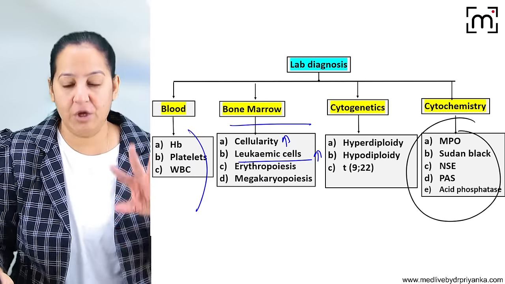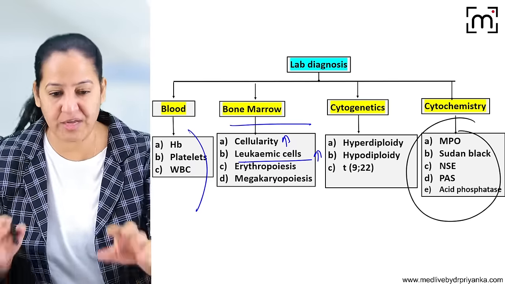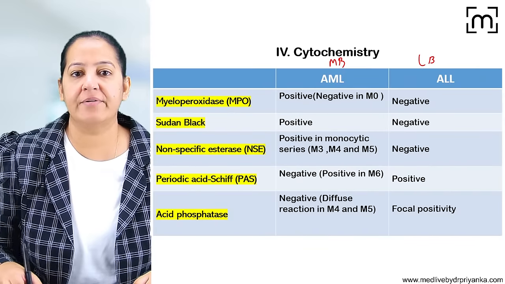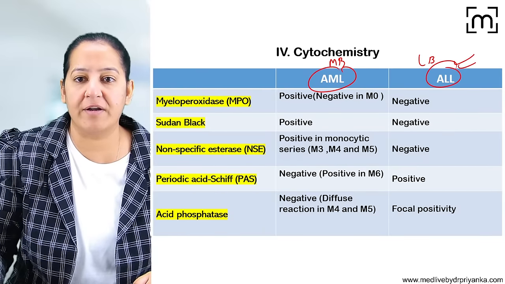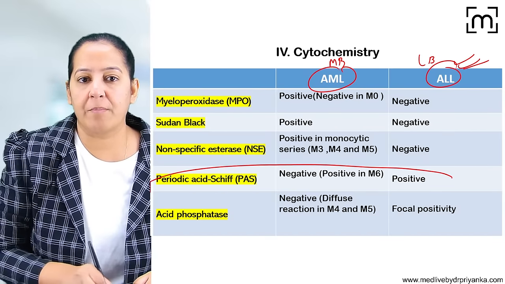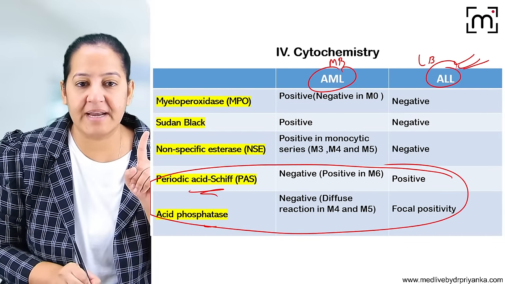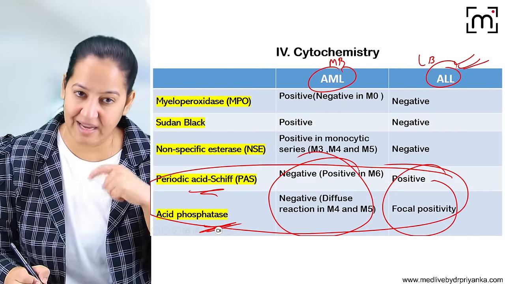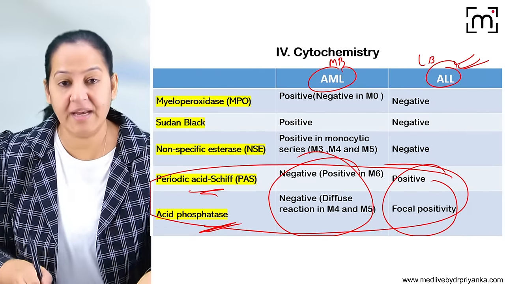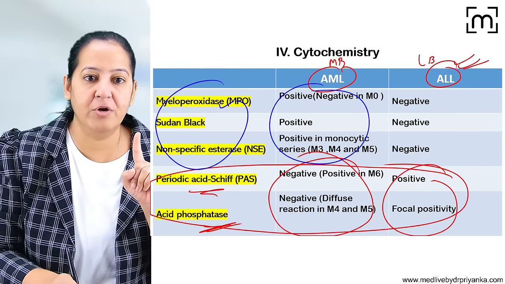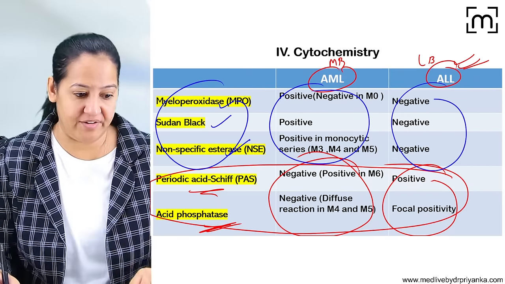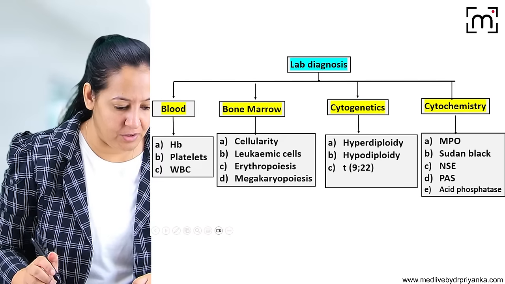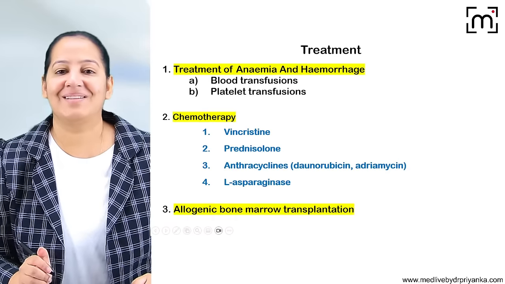So in cytochemistry, you have to perform all five together for a crystal clear diagnosis. You can see here, AML, ALL. Currently I want ALL. So in ALL only these two are positive. You can see which two: PAS and acid phosphatase. These are positive here, and these are negative in AML. Rather, in AML, these three are positive: MPO, Sudan black, and NSE, which are negative here. So based on this, we can do the diagnosis. Say yes. Got it? Yes. So that is the diagnosis.